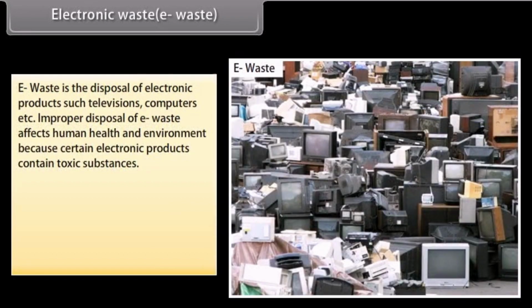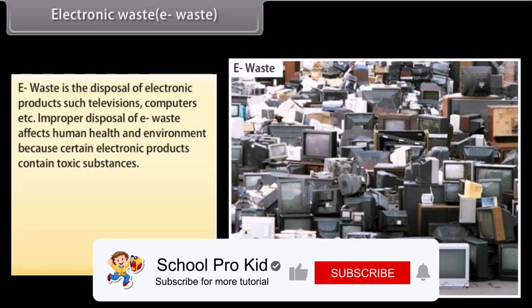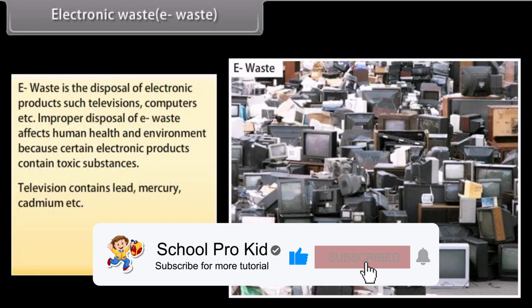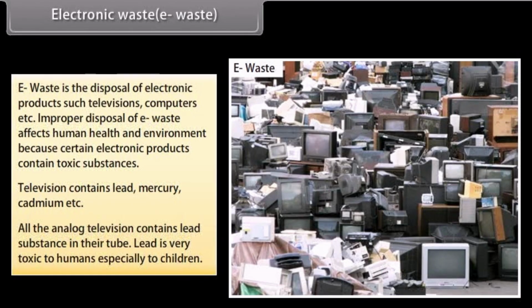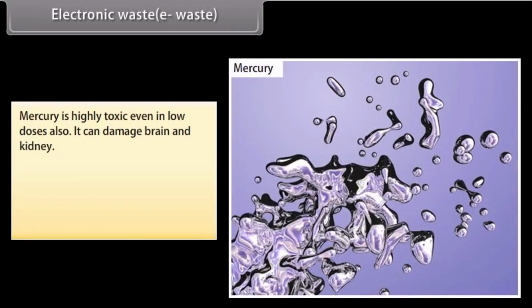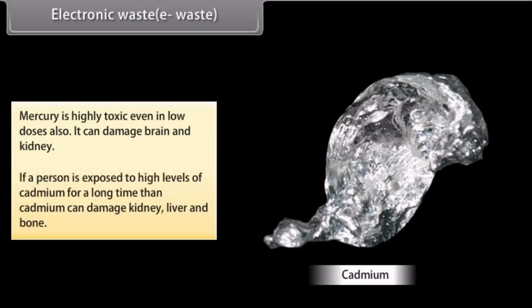Electronic waste, e-waste. E-waste is the disposal of electronic products such as televisions, computers, etc. Improper disposal of e-waste affects human health and environment because certain electronic products contain toxic substances. Television contains lead, mercury, cadmium, etc. All the analog television contains lead substance in their tube. Lead is very toxic to humans, especially to children. Mercury is highly toxic even in low doses also. It can damage brain and kidney. If a person is exposed to high levels of cadmium for a long time, then cadmium can damage kidney, liver and bone.